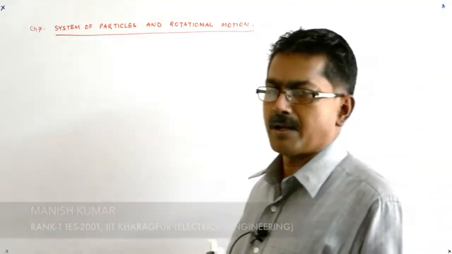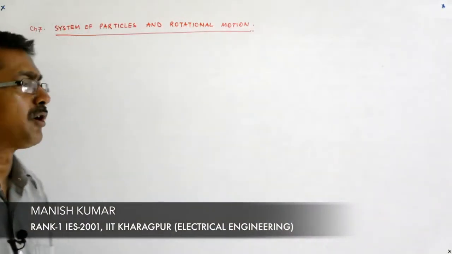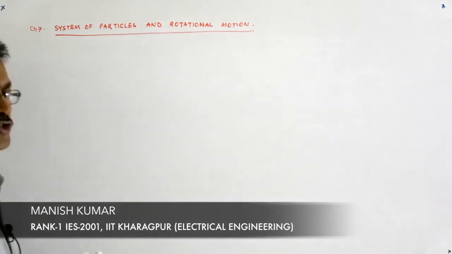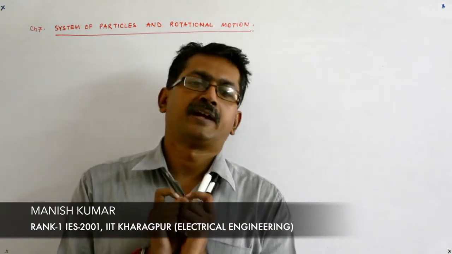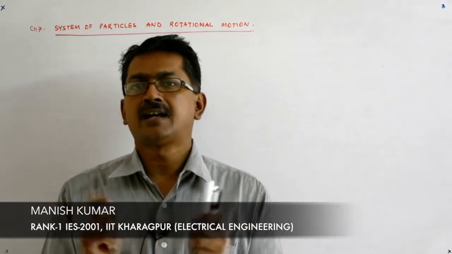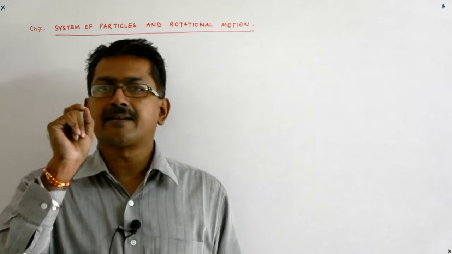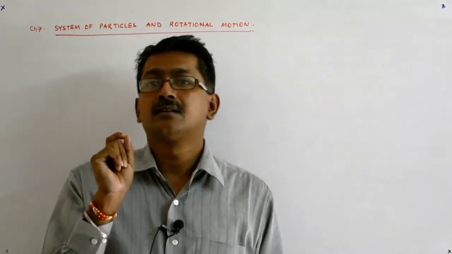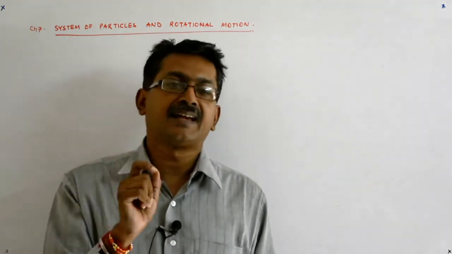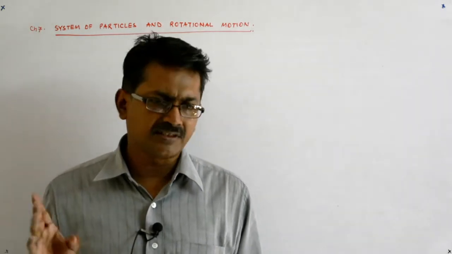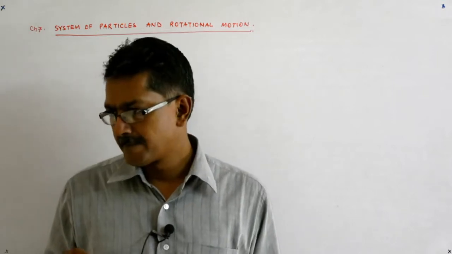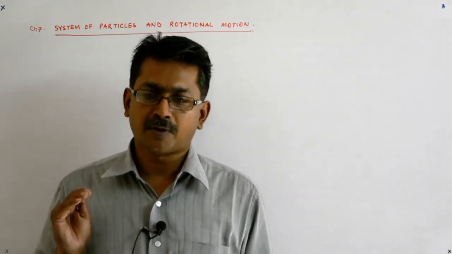We now start a new chapter called the system of particles and rotational motion. Till now we have been dealing with point masses. What is a point mass? Where we say that all the mass is concentrated in a space so small that its length, breadth and height are all nil. Now obviously that is not possible. That is simply not possible.